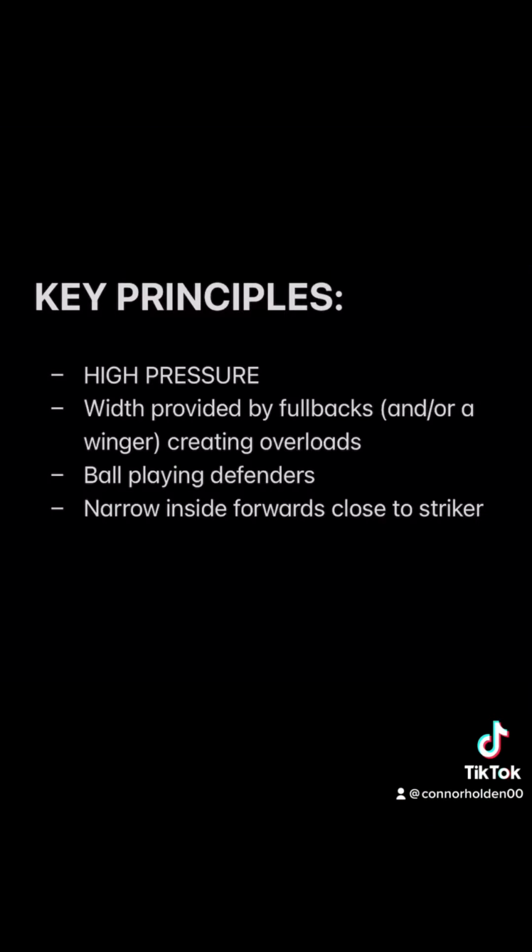So the key principles of Pochettino's system are high pressure, width provided by the fullbacks or the wingers such as Mudryk to create overloads, to have ball-playing defenders such as Colwill, who I think would be a very important piece under Pochettino, as he had good ball-playing defenders at Tottenham, the likes of Alderweireld, Vertonghen, and even Eric Dier when he'd drop in with that half-back role.